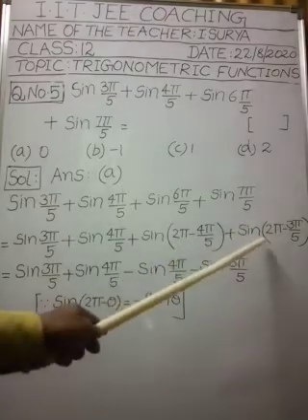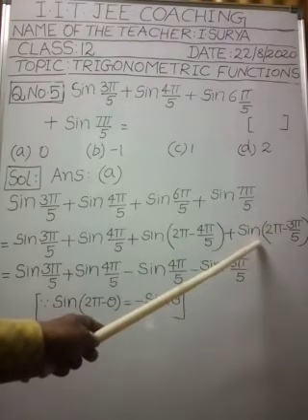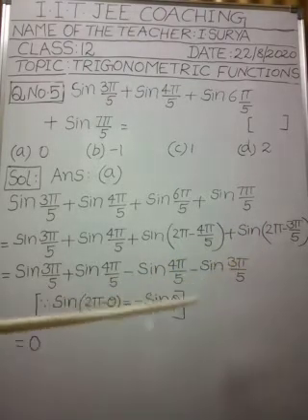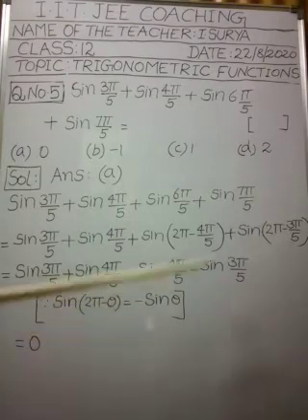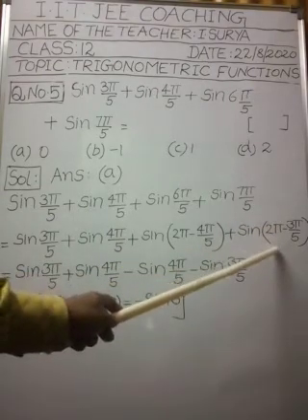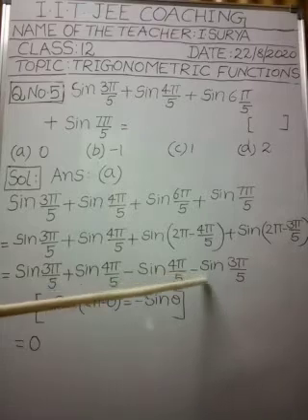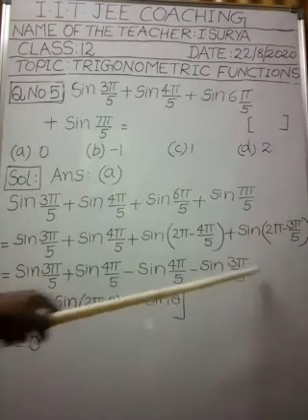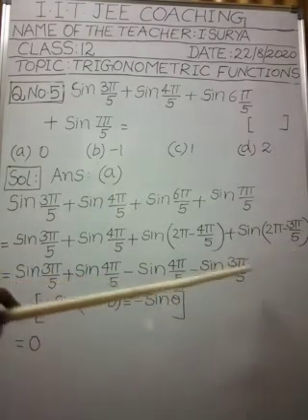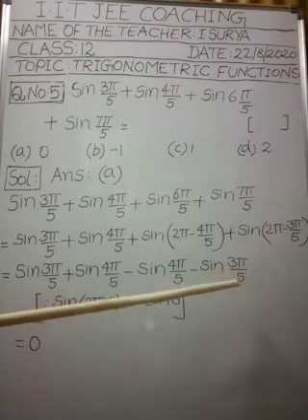Right. Now come to the fourth term. It is also in the form of sine 2 pi minus theta. We use the same formula for the fourth term also. So we get here minus sine 3 pi by 5 because theta means here 3 pi by 5. Understood the fourth term, my children?